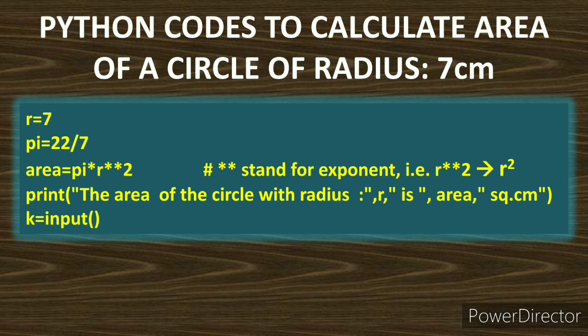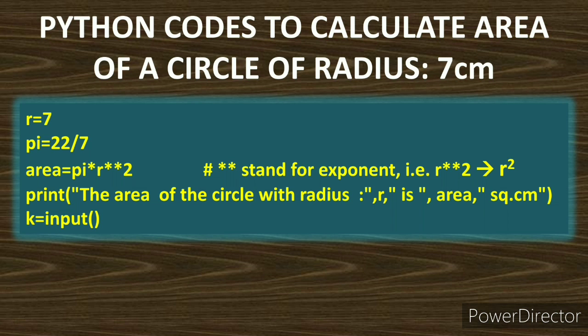Now let's get to the actual practicality. Suppose I have to calculate the area of a circle. We know it is simply pi r square. Now whenever you want to write the program, assignments have to be done. Suppose radius is 7 units, the value of pi is 22/7. I have assigned it, and the formula I have written is area equals pi star r double star 2.